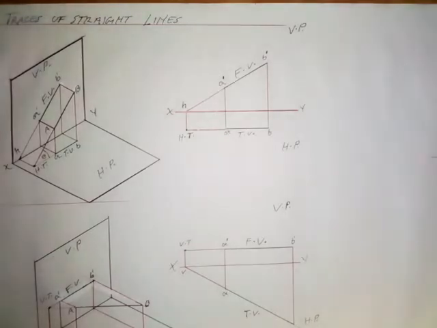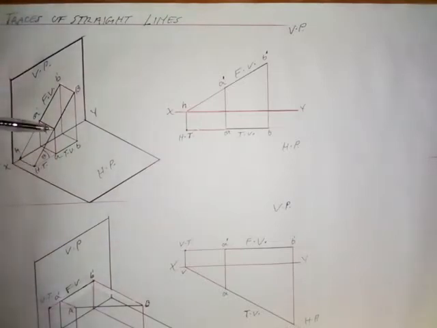Let me say it again. I said a trace is a point at which the straight line, if produced, meets the horizontal plane or vertical plane. So I believe that definition of a trace is clear to you. But if you don't get it, I'm going to explain it practically here. Now, as I've said before, this is a vertical plane and this is horizontal plane.